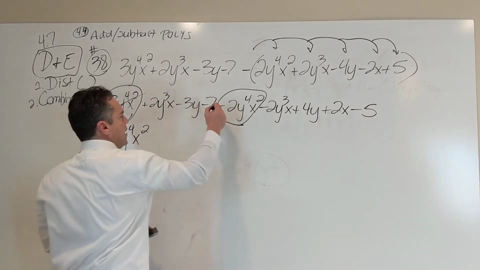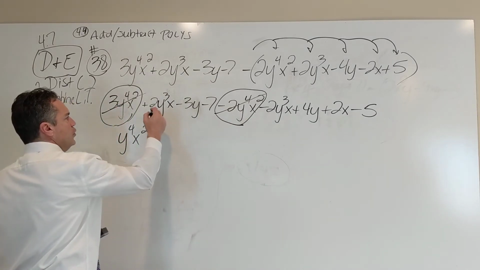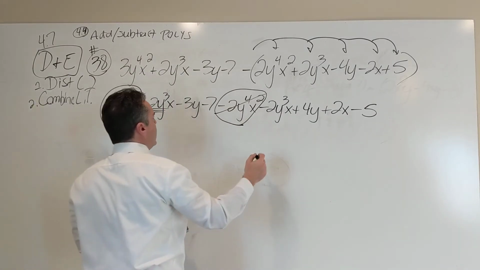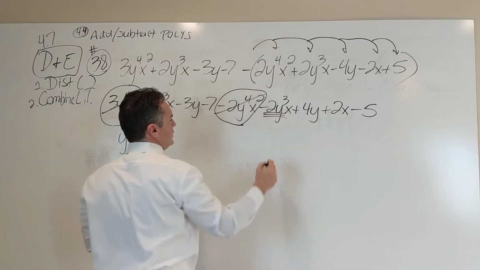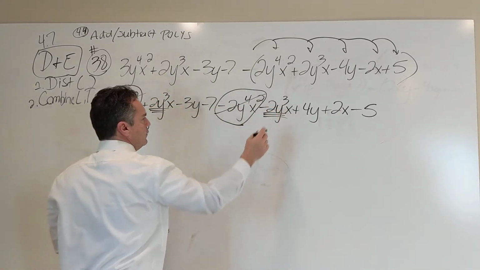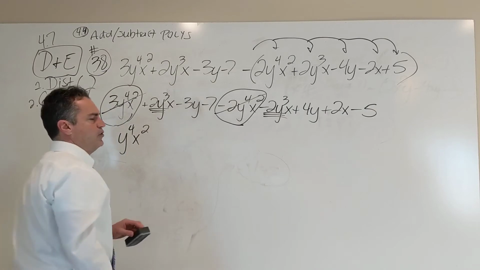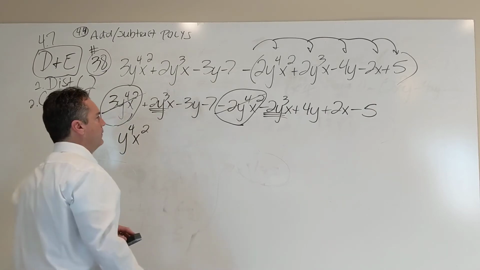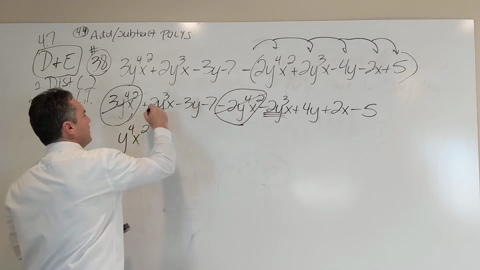We can cancel those out. We've got 2y to the third x and negative 2y to the third x. So a y to the third x and a y to the third x. A positive 2 and a negative 2 do what? What do they do? They cancel each other out.